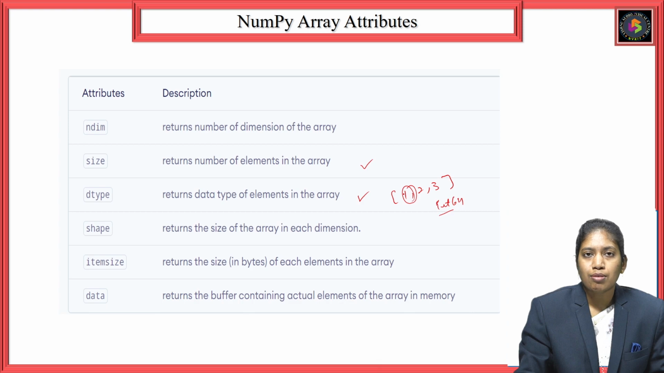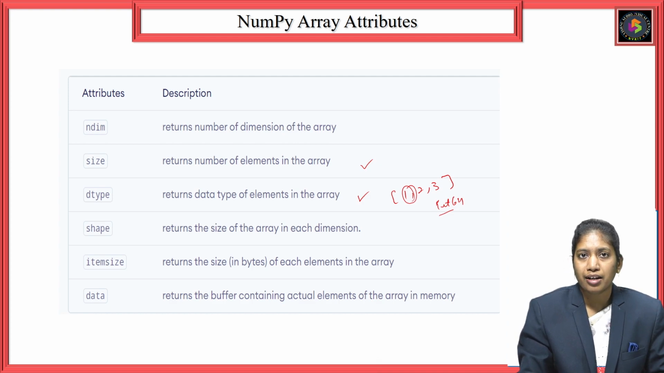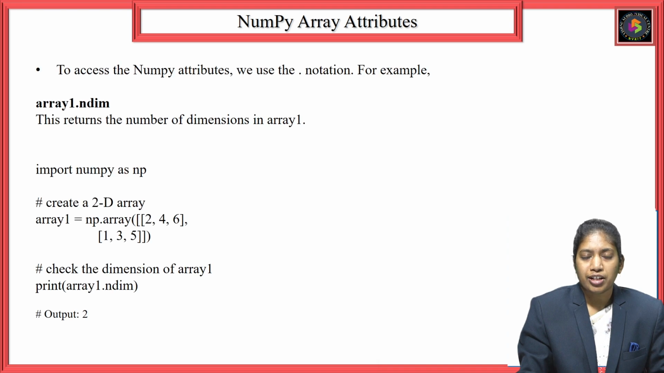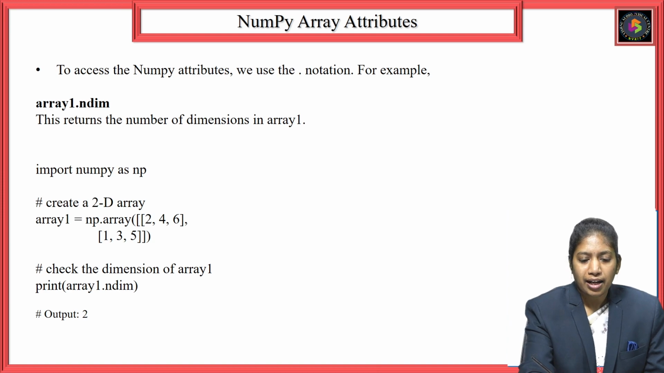Shape will give the size of the array in each dimension. Itemsize will give the size of each element in the array. Data will give us the actual elements in the array, the actual elements in memory. So these are the NumPy array attributes.